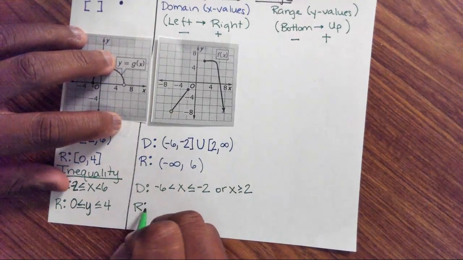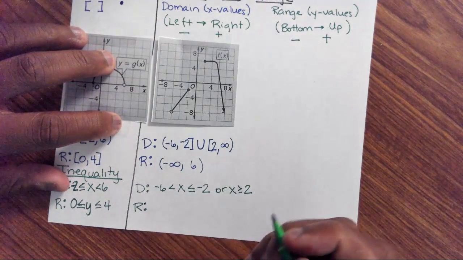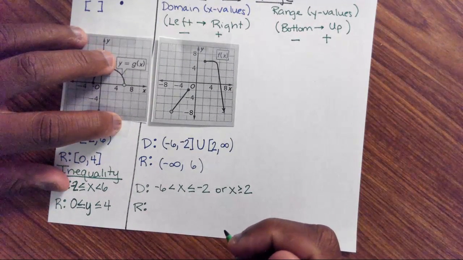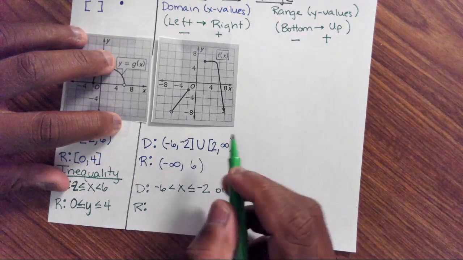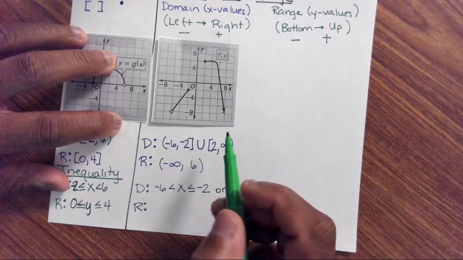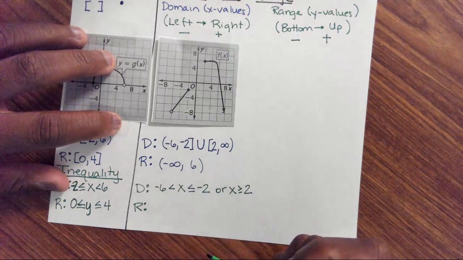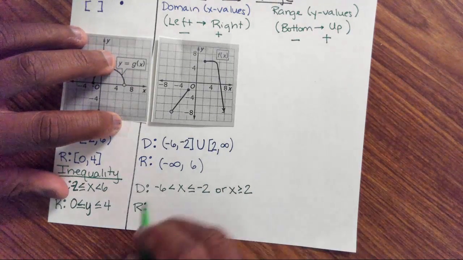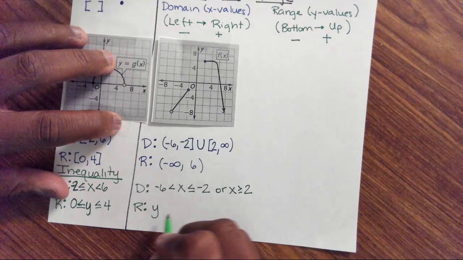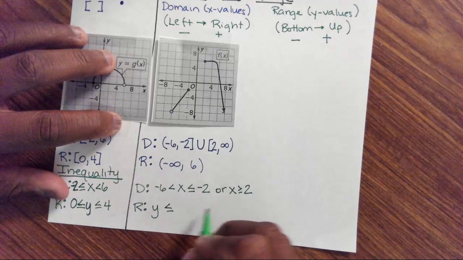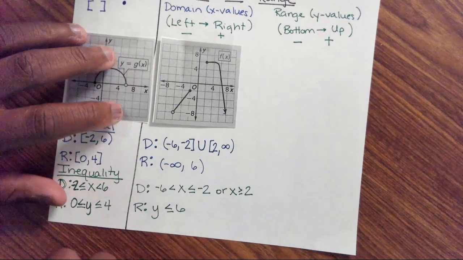The range for this function is going to be from what? The smallest y value is negative infinity. The largest y value is... So that's everything that's less than or equal to what number? So how do you write that? Y less than or equal to 6.